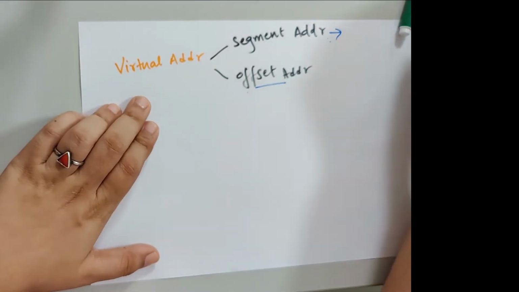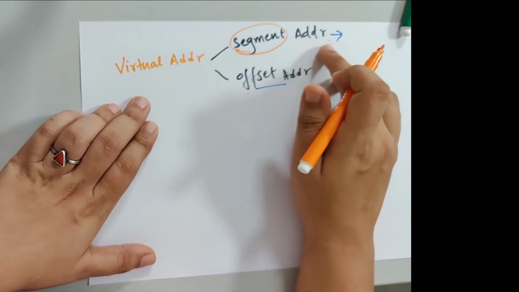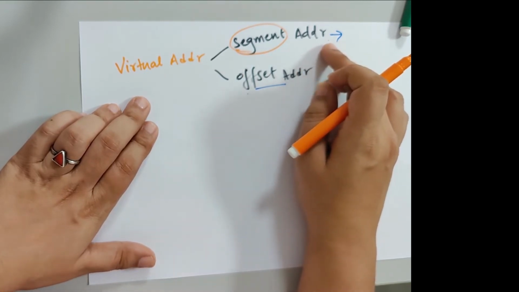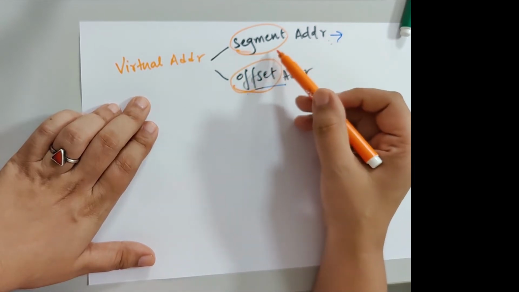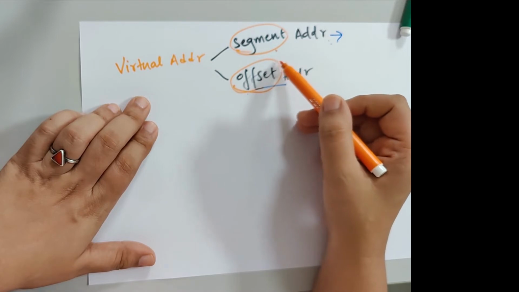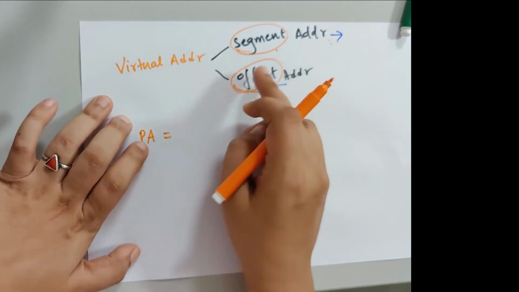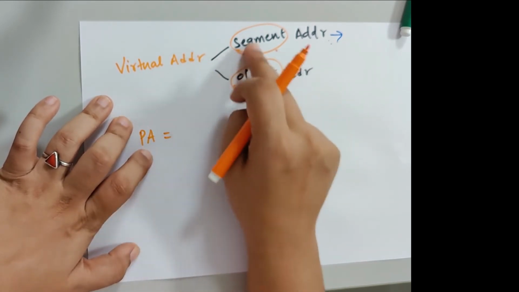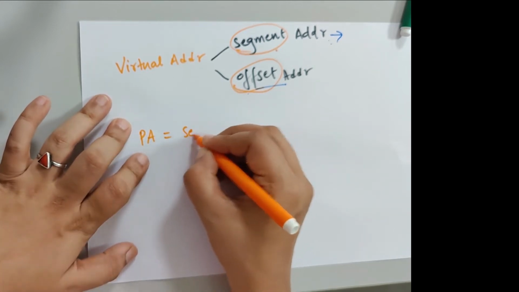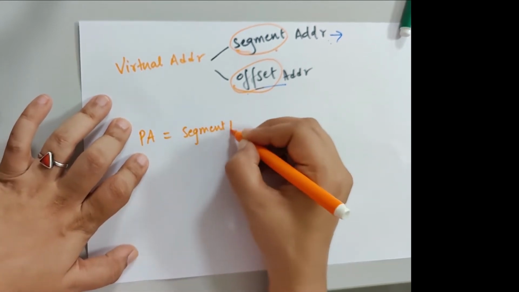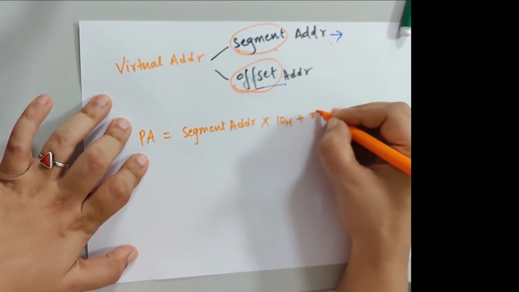So first we give the segment address. With the help of this address we identify which segment we actually want to access, and then the offset address gives the location within that segment that we want to access. So there is this formula for physical address. Now how do we calculate physical address? With the help of the segment address and offset address. So physical address is given by segment address into 10H plus offset address.